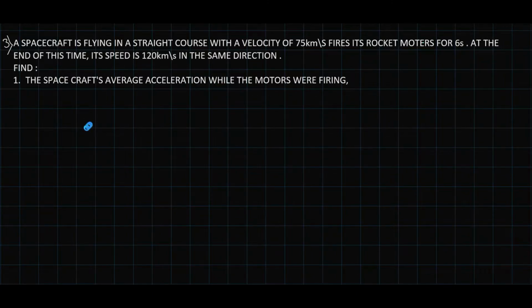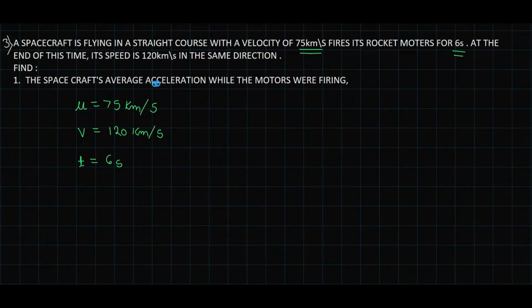So what we first do is write the data down given to us from the question. We are given that the spacecraft is flying in a straight course, with a velocity of 75 kilometers per second. So the initial velocity U equals 75 kilometers per second. It fires its rocket motors for 6 seconds. At the end of this time, its speed is 120 kilometers per second. So final velocity V equals 120 kilometers per second, and the time t equals 6 seconds.